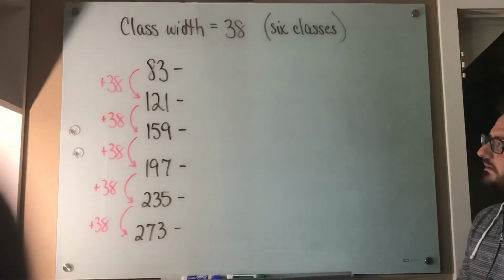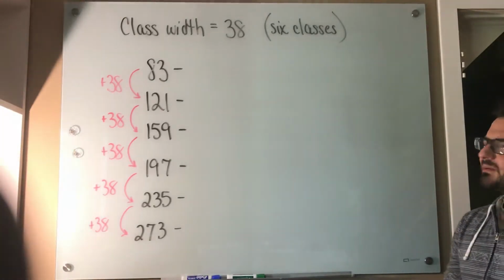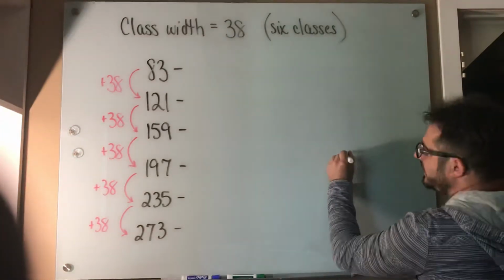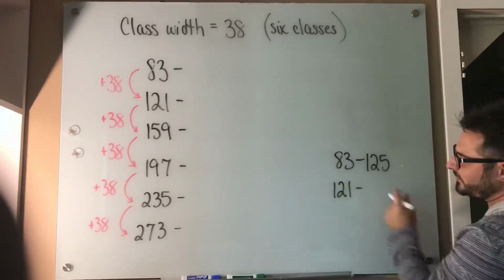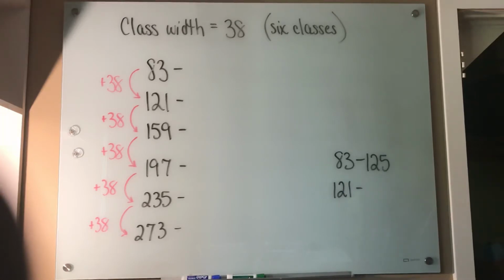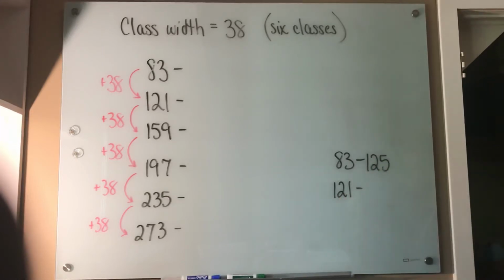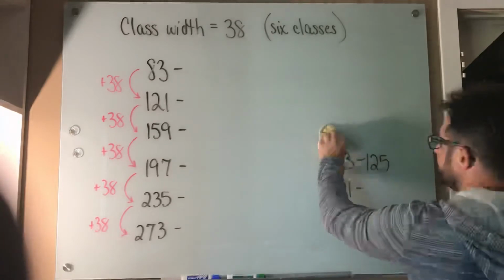The next rule says that the classes have to be mutually exclusive, meaning you don't want them to overlap. You don't want, for example, one class to run 83 up to 125 and the next class run 121 up to something else. This is a distinctive overlap. We have a problem here if we have a data value such as 124. 124 fits in here, but it's also bigger than 121 and would therefore fit into that group. We never want that to happen. So there should be absolutely no overlapping values between the classes.